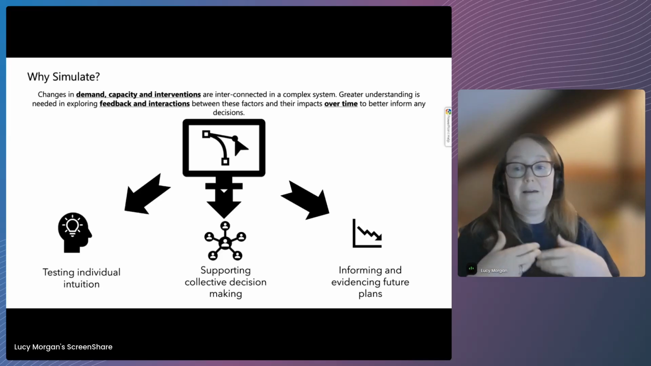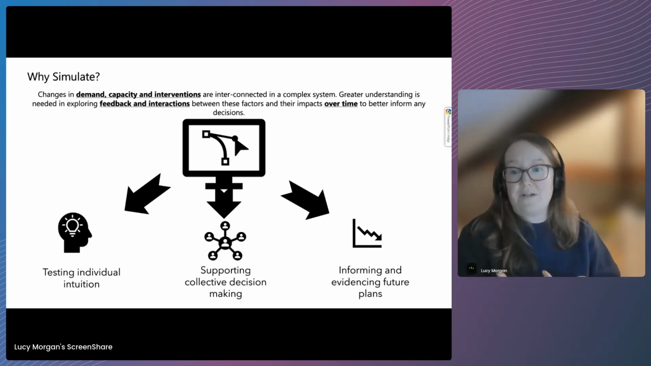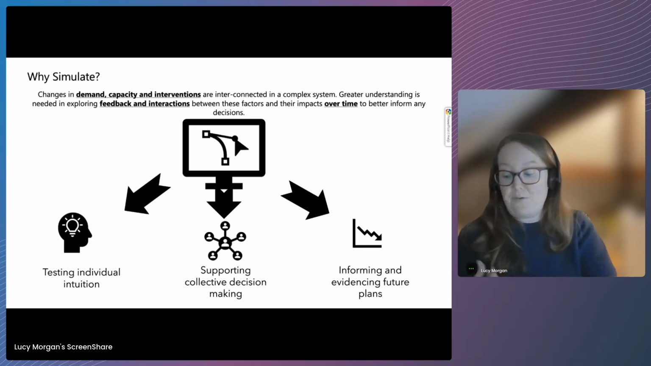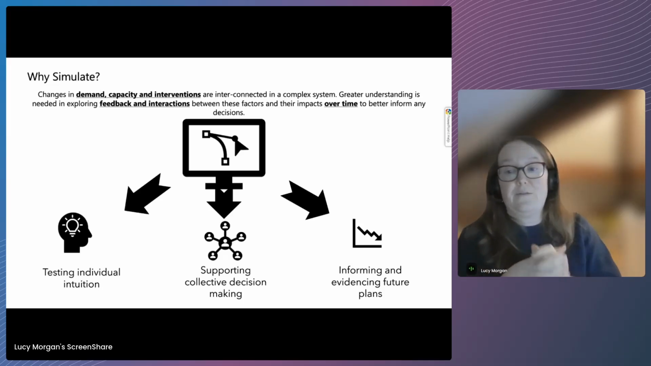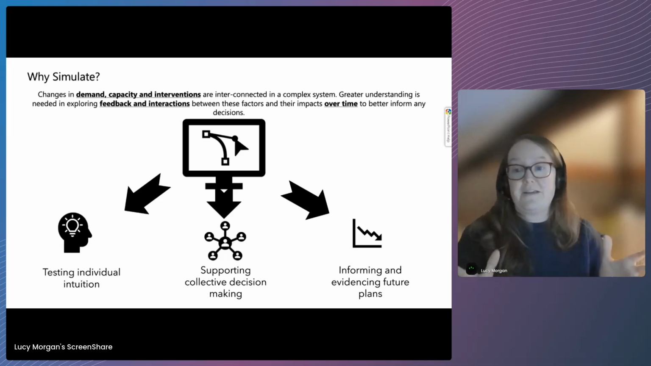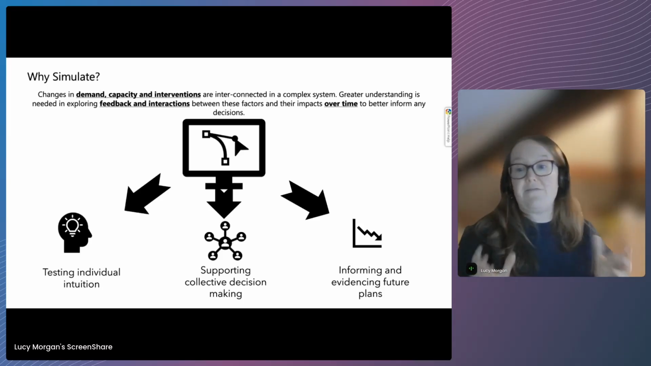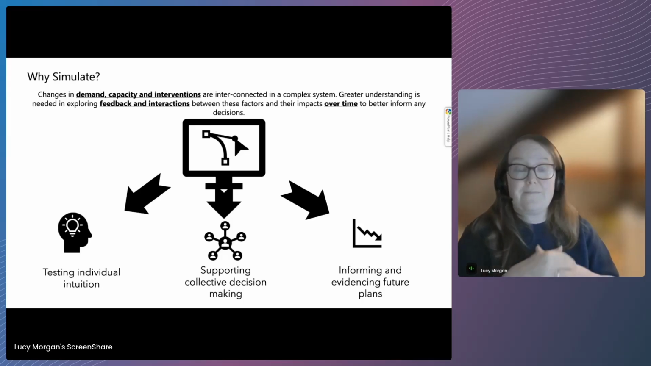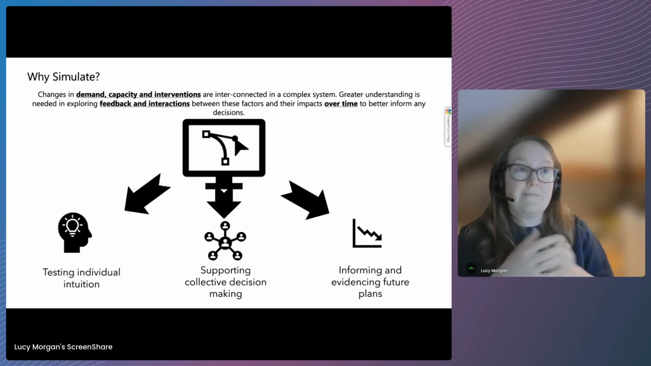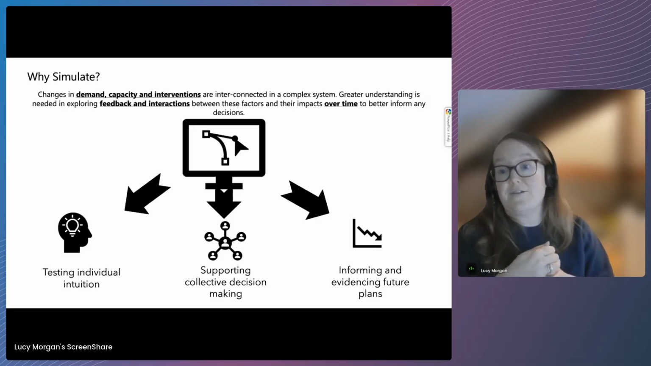But in healthcare, where people are at the heart of what we're doing, we don't want to play with a system if we think that there could be potential patient harm at the end of that. So basically, what we're trying to do is give them a model that they can test out interventions on in a safe environment, to create evidence-led business cases, I guess, to actually make changes to the system in future.